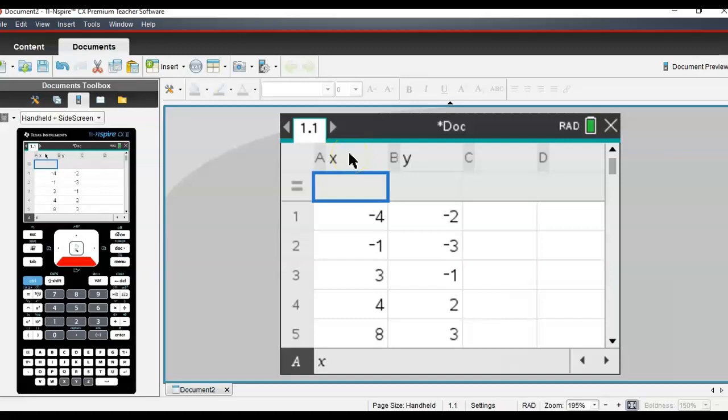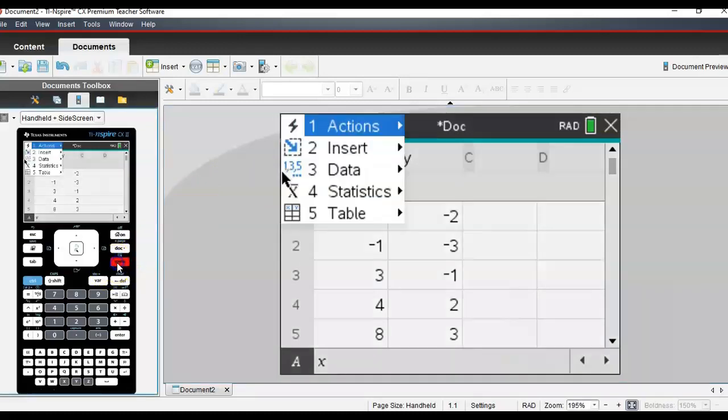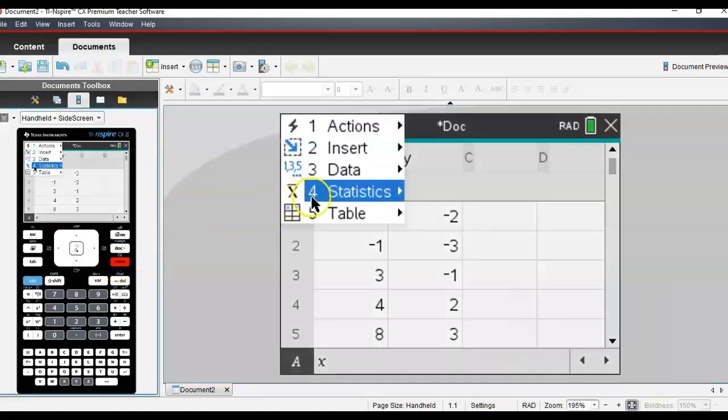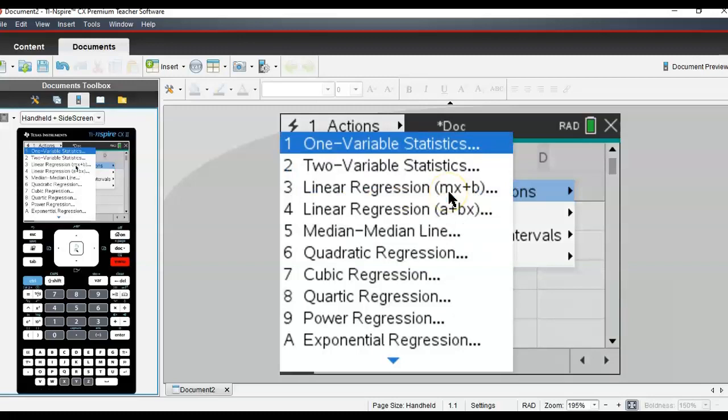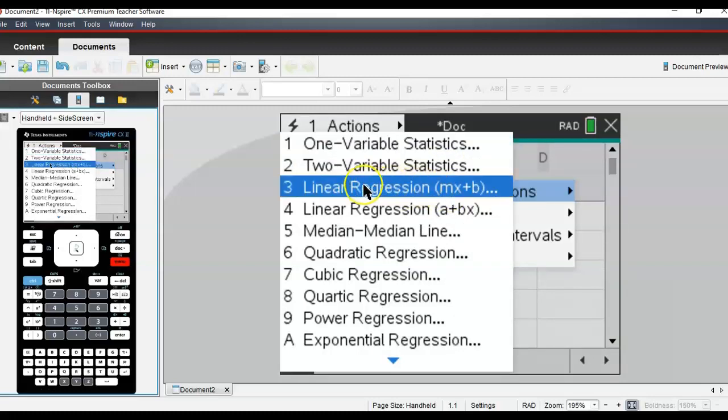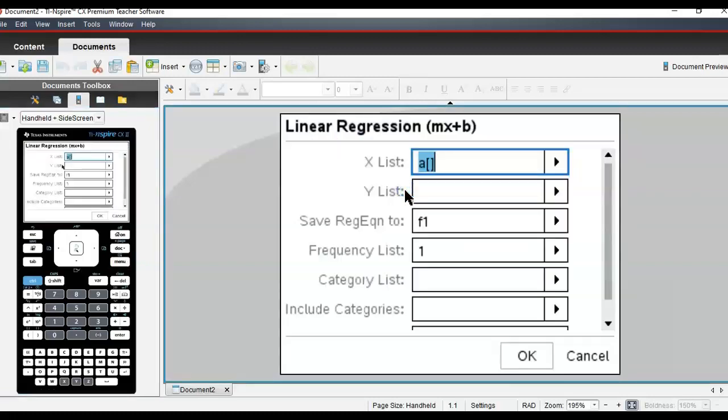Well, if I want the calculator to do something for me, I should probably ask nicely, and we say that everything fun and exciting is in the menu, so let's go to menu. We are currently working with some statistics, and we would like the calculator to do some calculations for us. Ooh, look at all of my options. In fact, hey, linear regression, mx plus b, that looks familiar. Let's check that out. Ooh, that's kind of scary.